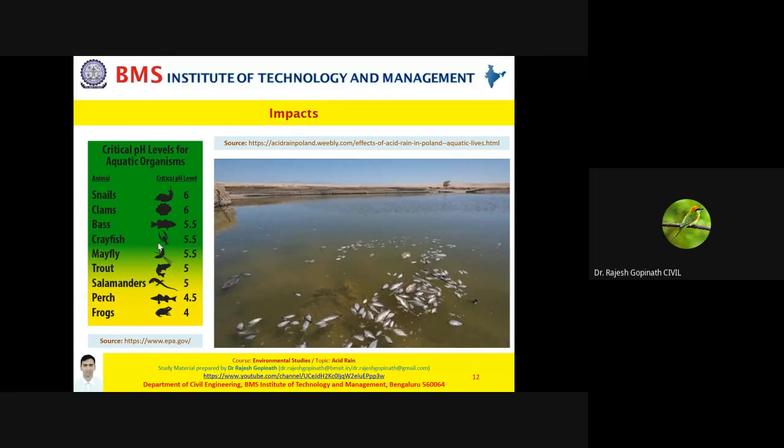Let's say the pH comes below 4, then the frogs would not be able to survive. So depending on how the acid rain has happened, how much the pH has reduced, different species in the lake ecosystem or your pond ecosystem would be impacted. And subsequently, please understand, you're talking about a food chain or a food web. When you remove one link, everything will be disturbed and destroyed.